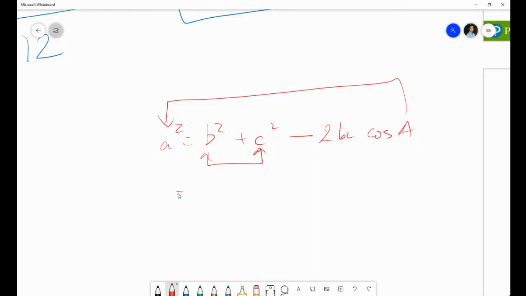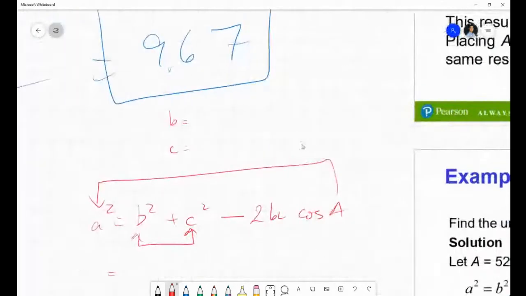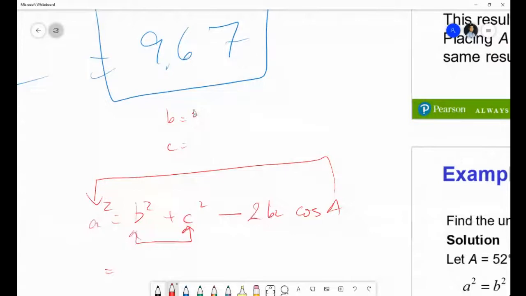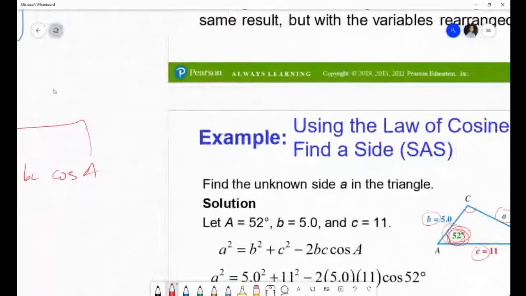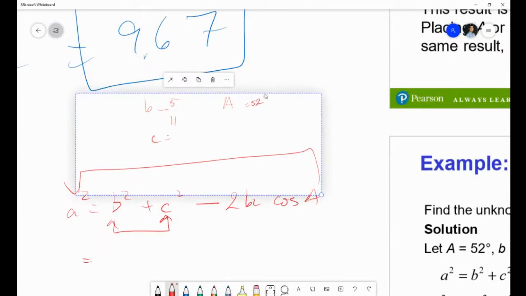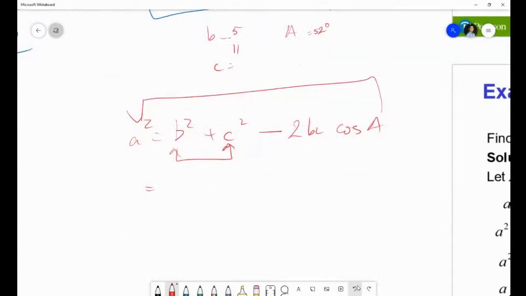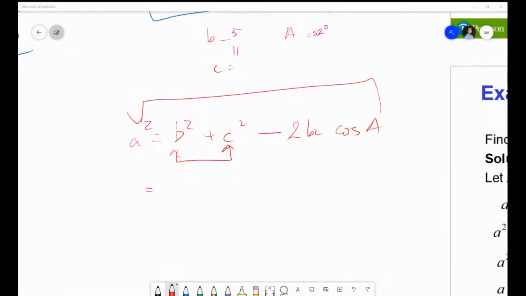Okay, so now let's set it up. We know that B equals 5 and C equals 11, and my angle A is 52 degrees. Okay, I'm going to give you a minute to plug it into this formula and see if you got it right, because be very careful with the formula and how you type it into your calculator. So I'll give you some time to practice plugging this in, and then we'll see if there's any mistakes that we need to fix.